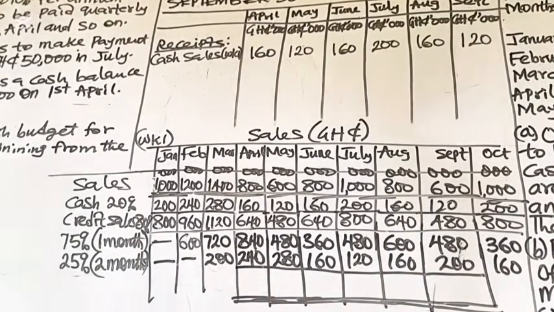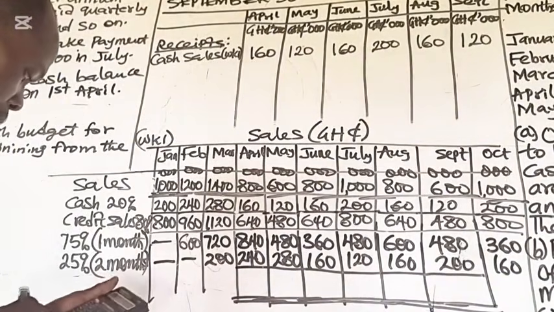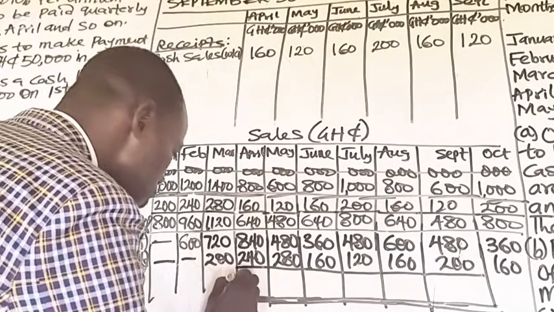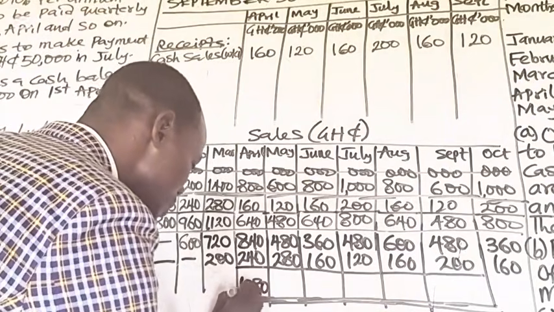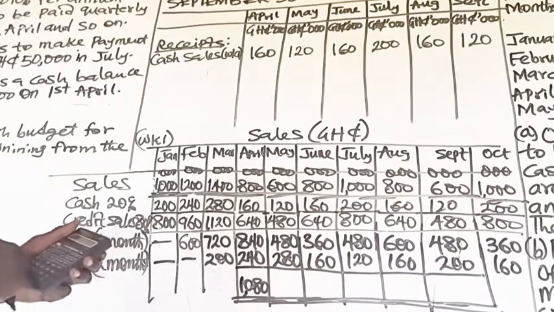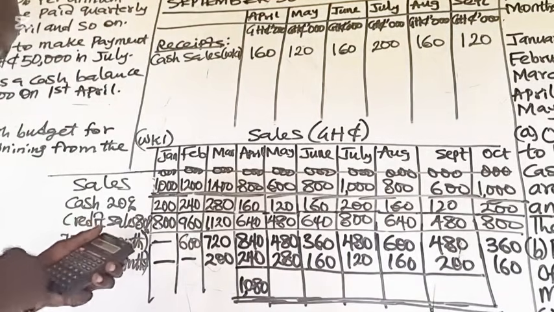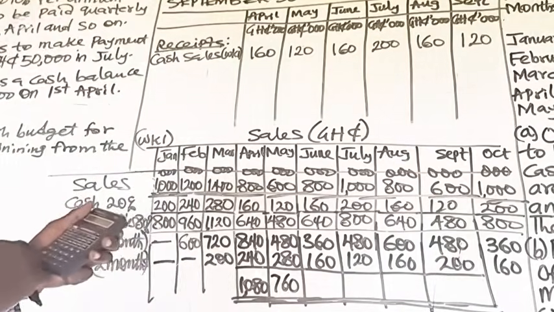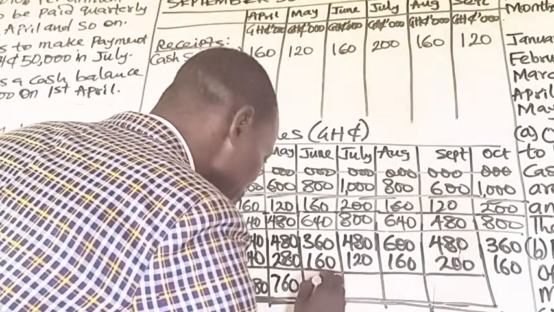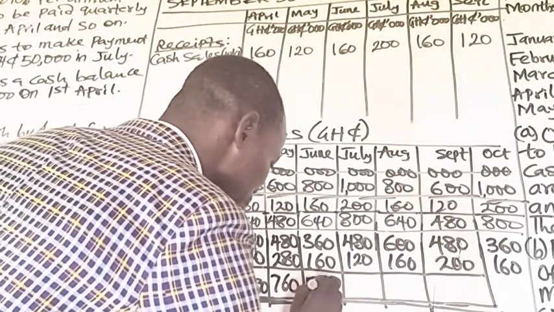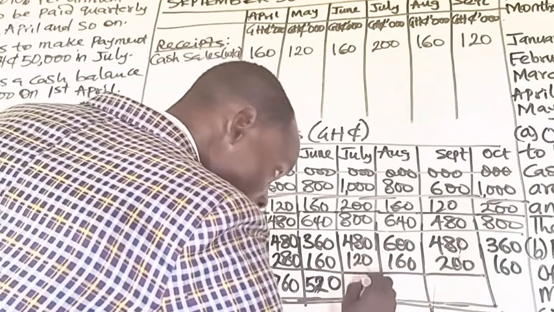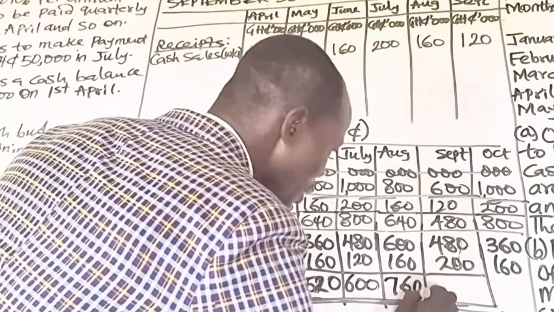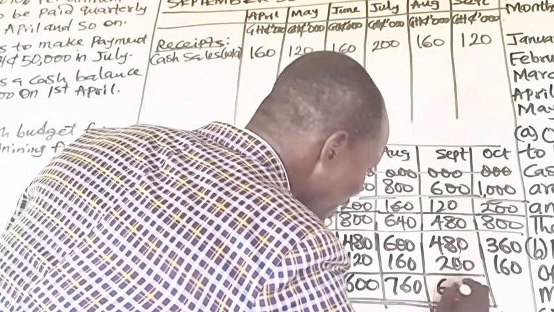Now, 840 plus 240, that is totaled 1080. Then 480 plus 280, that is totaled 760. 360 plus 160, 520. Then 600. This is 760. This is 680.